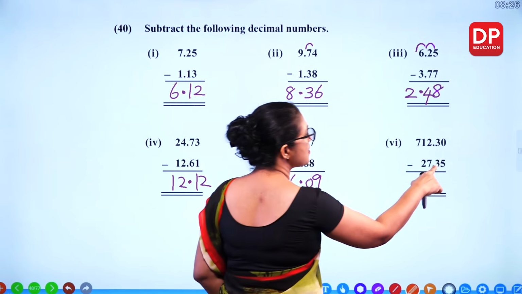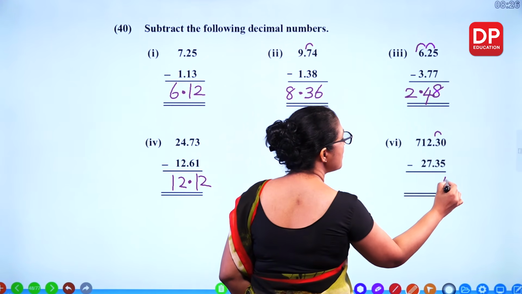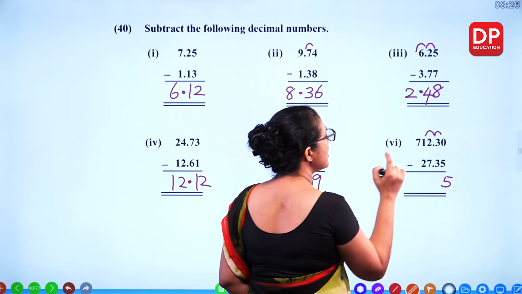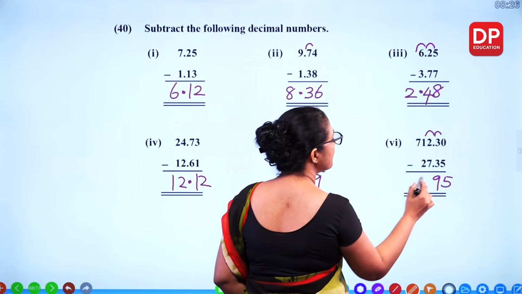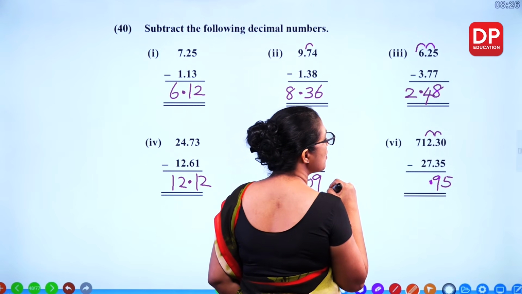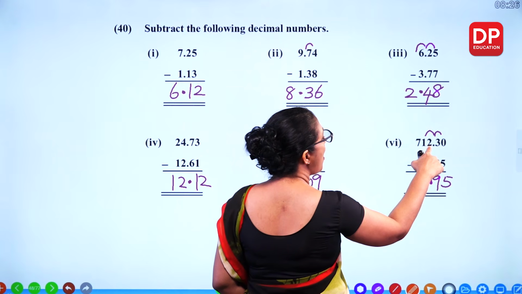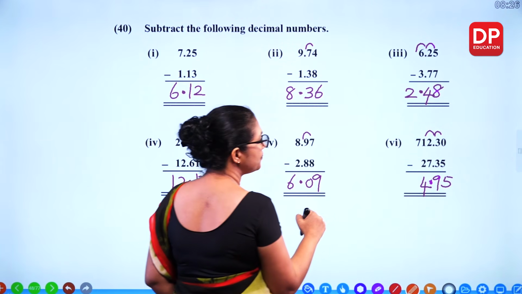This one you can't subtract 5 from 0. Take 1. 10 minus 5, that's 5. This becomes 2. Again take 1 here. 12 minus 3, that's 9. It is decimal point. This becomes 1 here now. So that means 11 minus 7, 4.